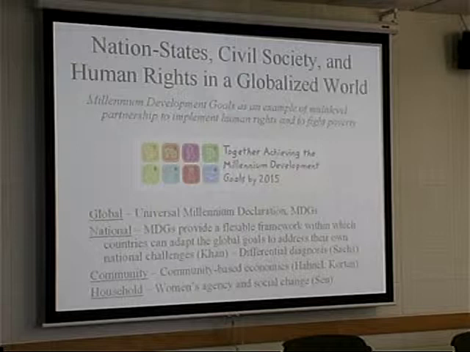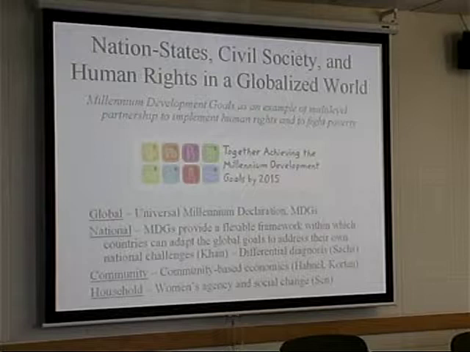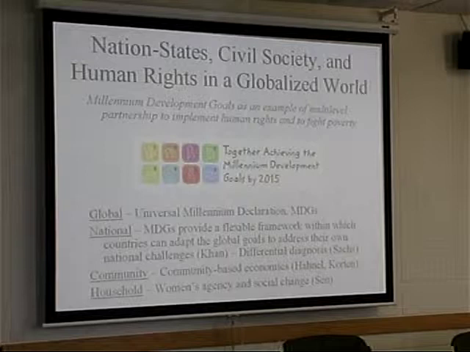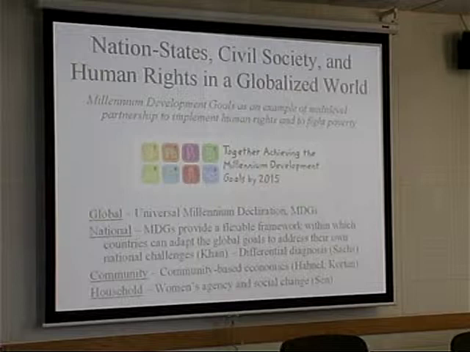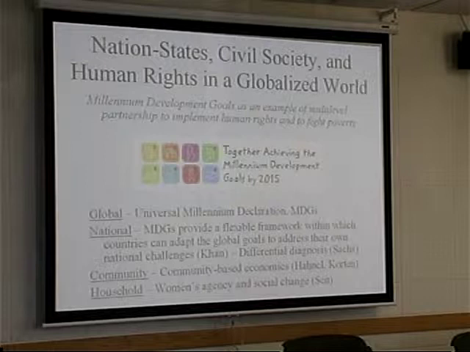Well, at the national level, countries can adapt the different targets, the different time dates, into national challenges to fix their own national challenges. This is what Sachs came up with through his differential diagnosis argument. So each country can adapt global ideas to their own problems. Take it one step down, you look at the community level, it is up to, for instance, community-based economics to contribute to implementing some of the ideas of the Millennium Development Goals.